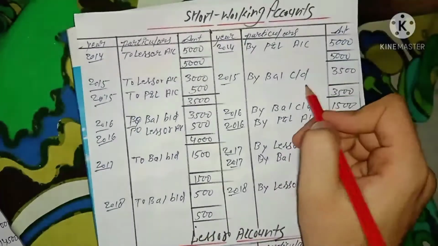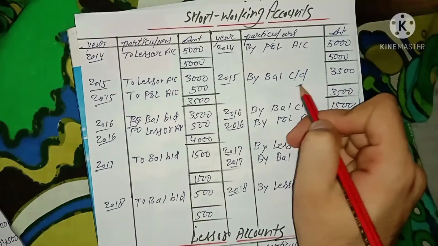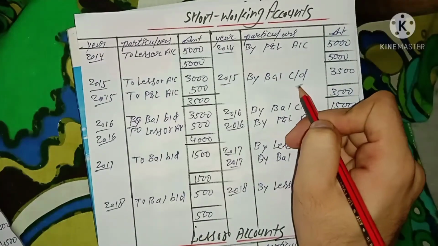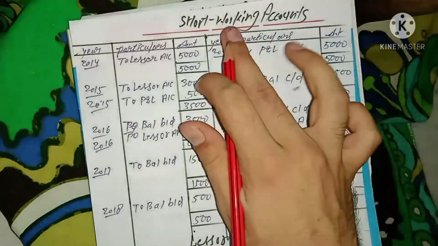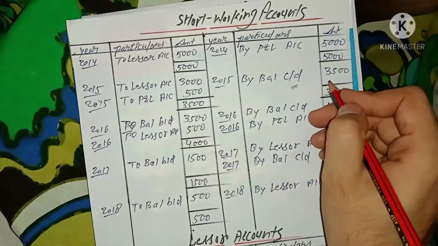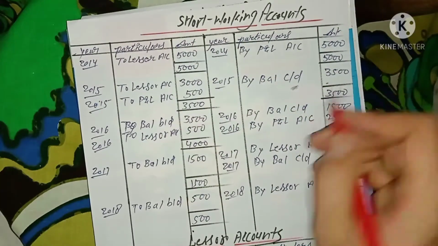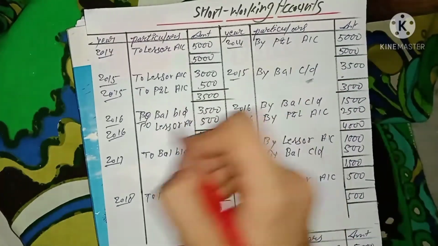Okay, so here you can see by balance CD, that describes how much amount has ended, how much is the closing balance of the short working account, 3,500. That's the amount he wanted to carry forward.